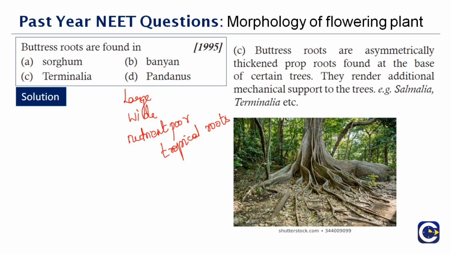They are asymmetrically thickened prop roots found at the base of certain trees. They render additional mechanical support to the trees. As I said, they are mostly found in nutrient poor areas. They give support as well as collect some nutrients required for the trees. The right answer is Terminalia, and the other one is Salmalea. So these are some of the examples which have buttress roots. Therefore, the right answer is option C.